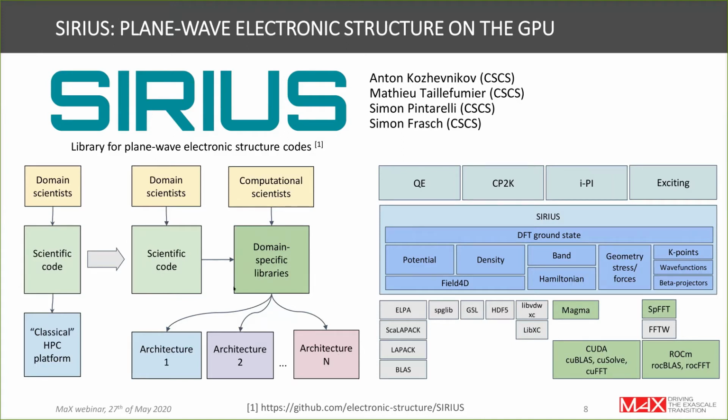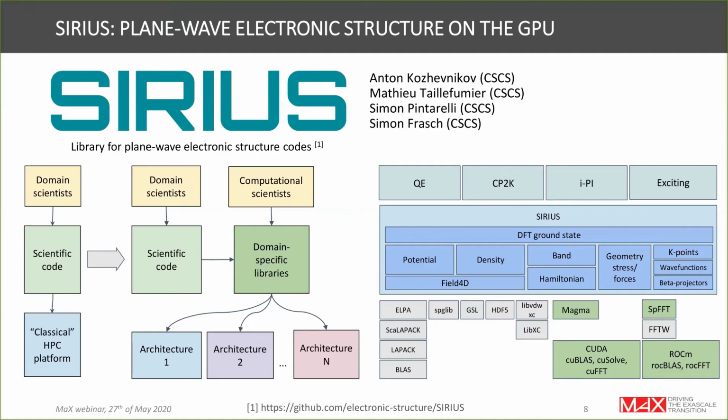So SIRIUS fits here in this domain-specific libraries. And if you look on the right, how this fits in with the existing scientific codes, SIRIUS is currently interfaced with QE, CP2K, i-PI, and Exciting. And what SIRIUS tries to do is to take away all the heavy numerics that all these codes have to do, for example, computing the DFT ground state, and take it away as a burden from those codes.